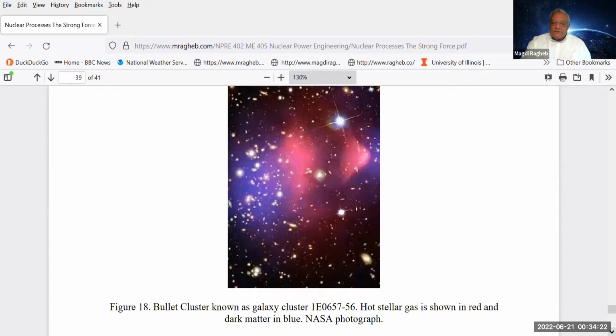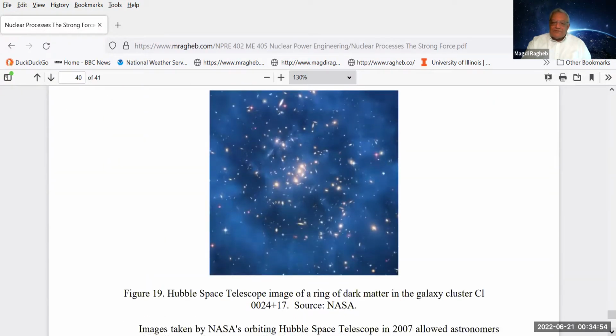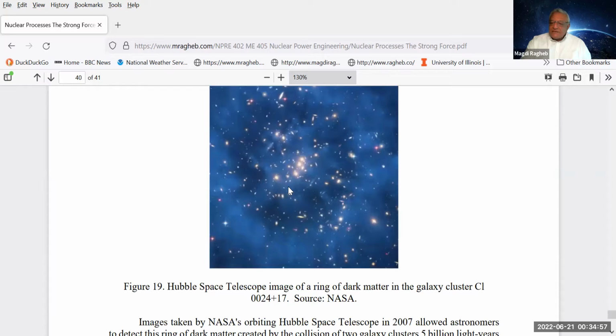And this is another picture of NASA on a galaxy cluster. They gave it that funny name here, 1E0657-56. And they suggest that hot stellar gas is shown in red, and the dark matter here is shown in blue. As it suggests, we don't know what that dark matter is yet. I suggest maybe it's electromagnetic radiation that has very high frequency, so it exhibits mass properties. This is a Hubble Space Telescope image of a ring of dark matter in the galaxy cluster CL0024+17.